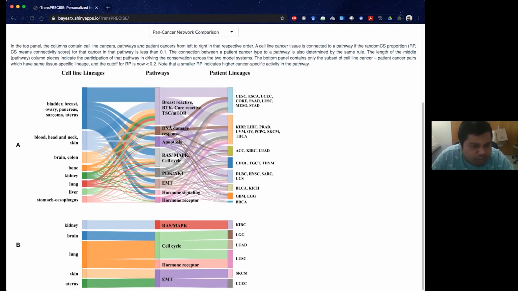We also did a subset of that, just looking at the tissue-specific matches. So you have a kidney cancer here and a kidney cancer here and so on. Subsetting that figure gives you this.